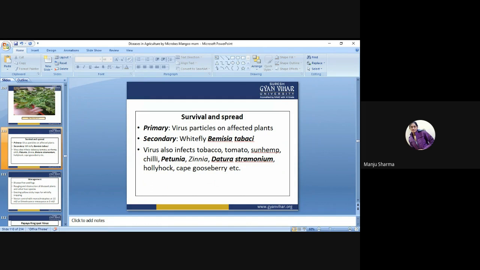Now, survival and spread. Primary survival is through virus particles on affected plants. Then secondary is the whitefly, Bemisia tabaci. The virus also infects tobacco, tomato, sunhemp, chili, petunia, zinnia, Datura stramonium, hollyhock, and Cape gooseberry, etc.